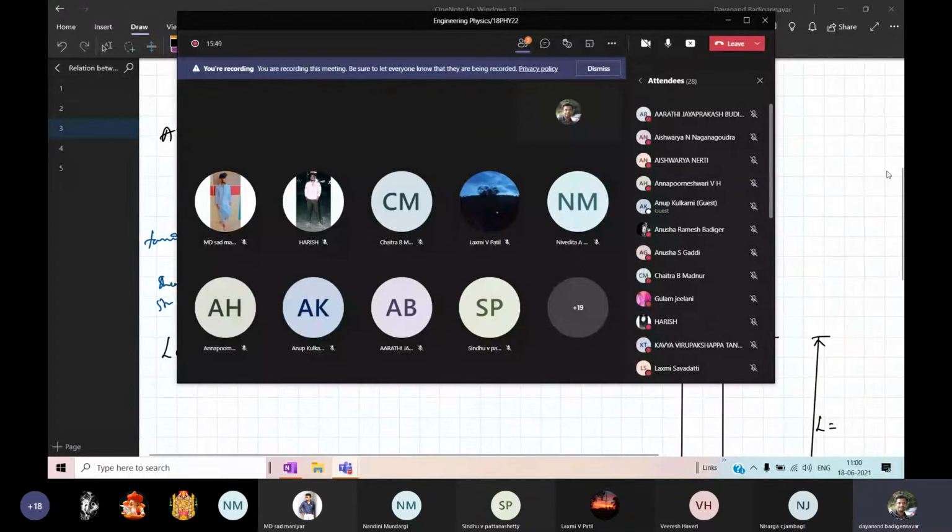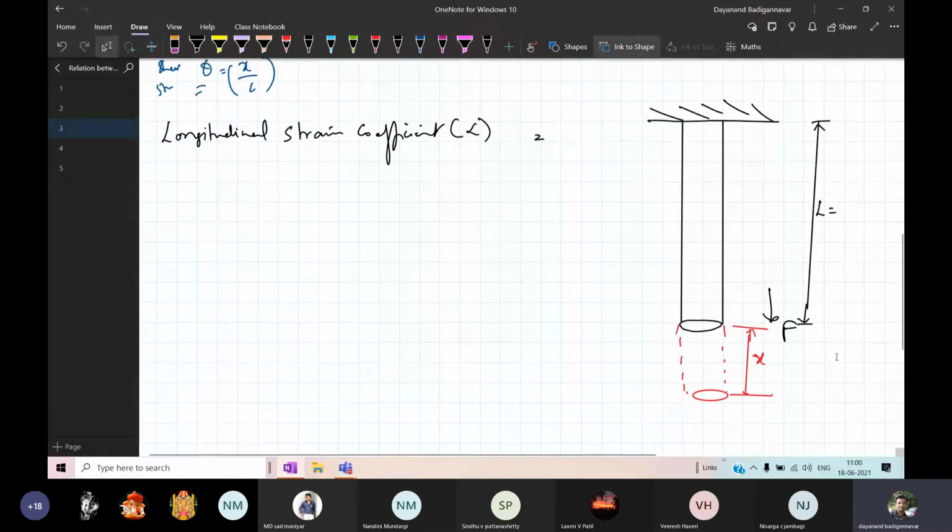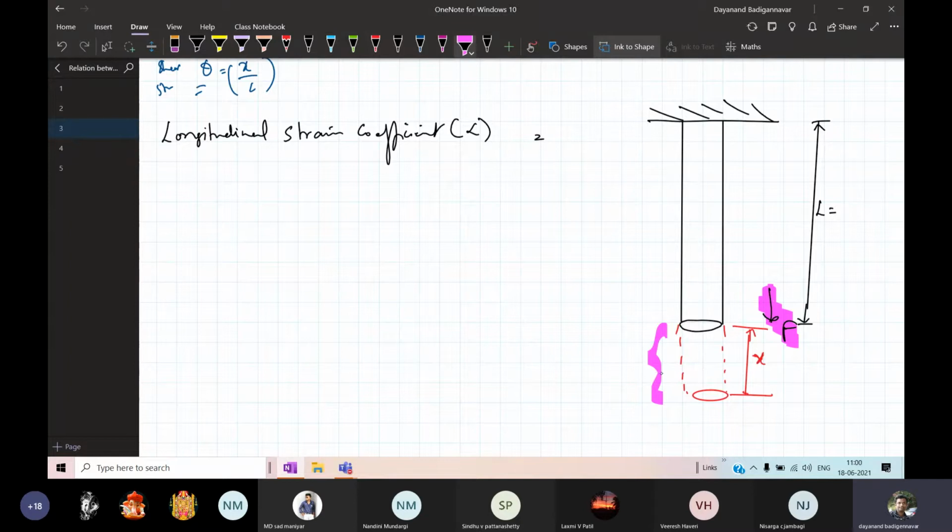So here this is the original length L. x is the increase in length. The force that you have applied is F. By application of the force, this is the length. Now, is there addition of the material? I had asked. There is no addition of the material. What happens once we apply the force? There is an increase in the length of the material because the diameter of the wire gets decreased.